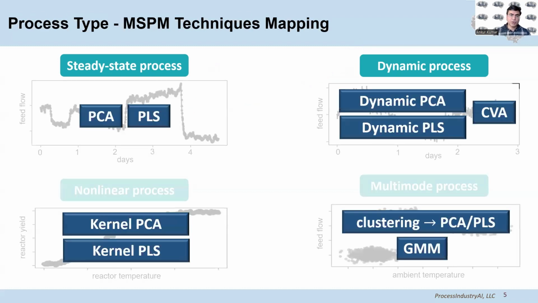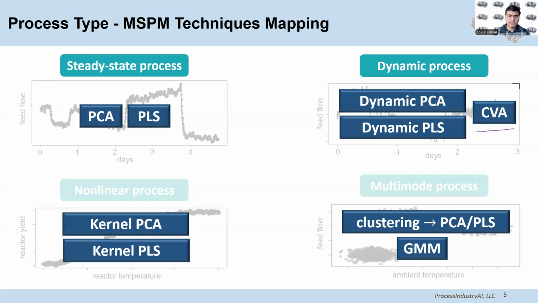For example, if your process is a steady state process and linear, then PCA and PLS are your go-to tools for monitoring such process. On the other hand, if your process is a dynamic process, then a dynamic variant of PCA and PLS can be employed. Or you could also use more specialized techniques such as CVA, which can model the dynamics in a more effective way. Similarly, for nonlinear and multimode processes, you can again employ PCA and PLS with some modifications. You can see that PCA and PLS are the base techniques whose variants can handle different types of processes. And therefore, we will focus on PCA and PLS in the rest of this course.